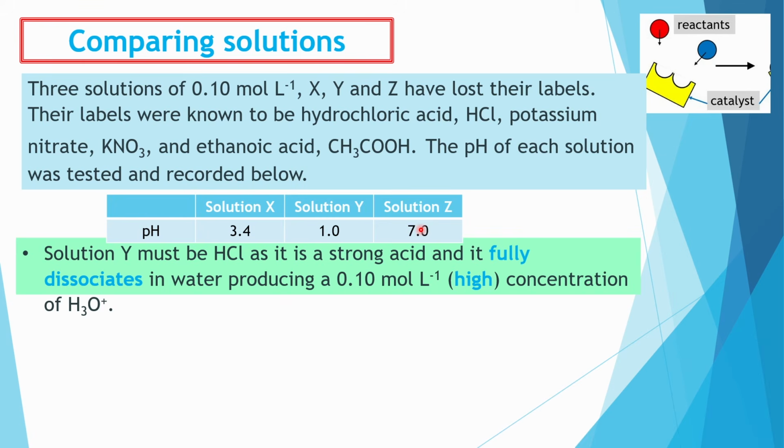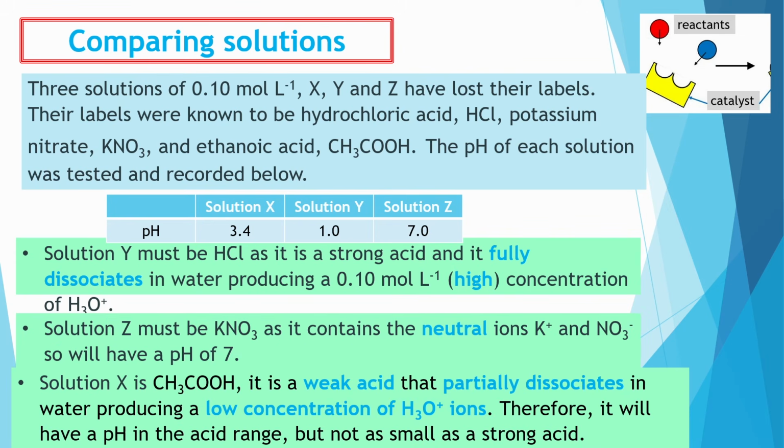Solution Y must be hydrochloric acid, as it is a strong acid and fully dissociates in water, producing a 0.1 moles per litre concentration of H3O+, or we could just say a high concentration. Solution Z must be potassium nitrate, as it contains neutral potassium ions and nitrate ions, so it will have a pH of 7. Solution X is ethanoic acid. It is a weak acid, partially dissociated in water, producing a low concentration of H3O+ ions, therefore it will have a pH in this range, but not as small as a strong acid.